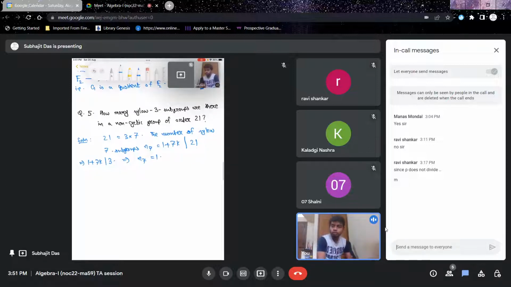So let's talk about the number of Sylow 3 subgroups. N3, the number of Sylow 3 subgroups, is of the form 1 plus 3k, which again divides 21, which implies 1 plus 3k divides 7, since 1 plus 3k is relatively prime to 3, right? We are only using Sylow's third theorem here, and the fact that the number of Sylow p subgroups must divide the order of the group. That's it. So from this you get that N3 is 1 or 7, right?